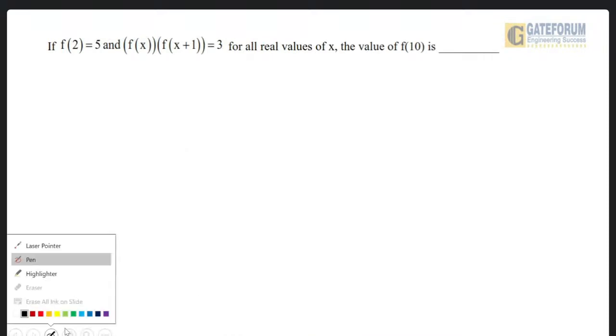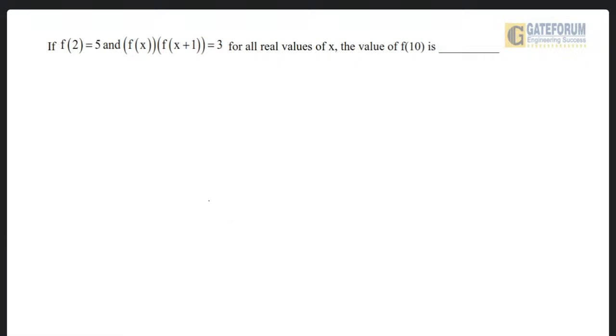The question is, if f of 2 is equal to 5 and f of x into f of x plus 1 is equal to 3 for all real values of x, the value of f of 10 is. This is from engineering mathematics, from the topic basics, that is functions, simplification and calculations only, from 11th standard basics. The solution is: this is the key point, f of 2 is equal to 5, and this is another key point. Finally, we are asked for f of 10.